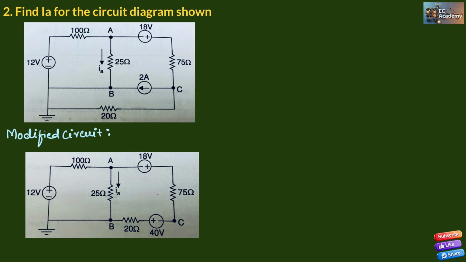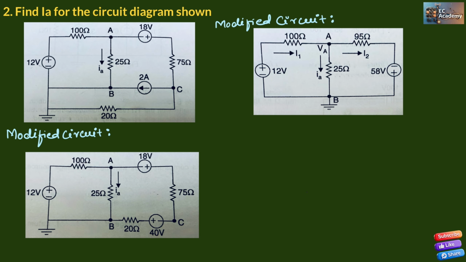So between node A and B, we can replace these two voltage sources and these two resistances which are in series with a single voltage source of 58 volt and a single resistor of 95 ohm. So this is the modified circuit where in between node A and B, we have a single resistor of 95 ohm and a single voltage source of 58 volts.